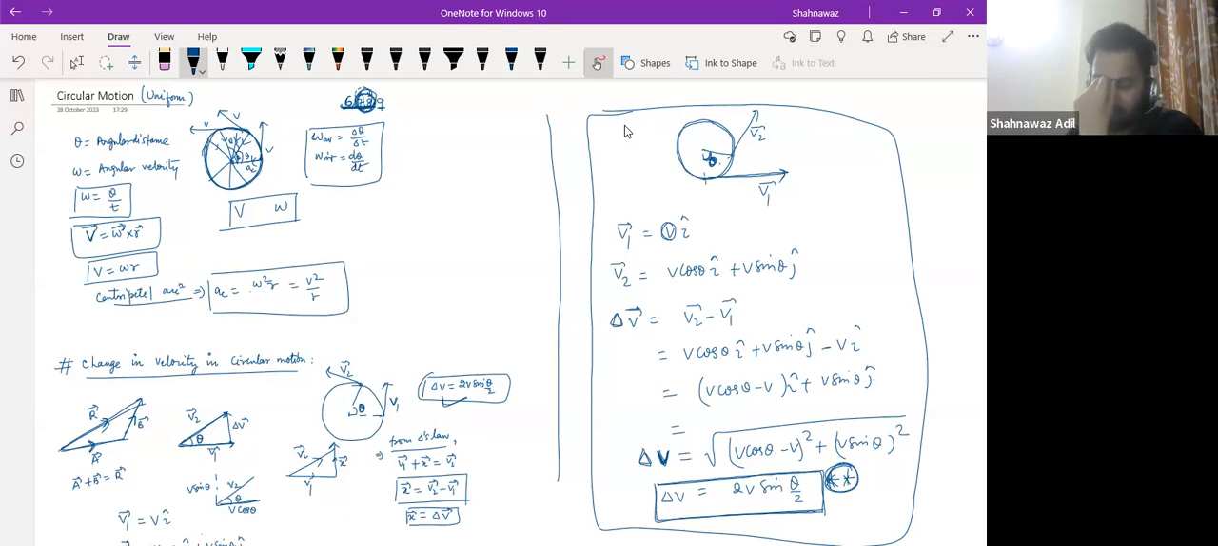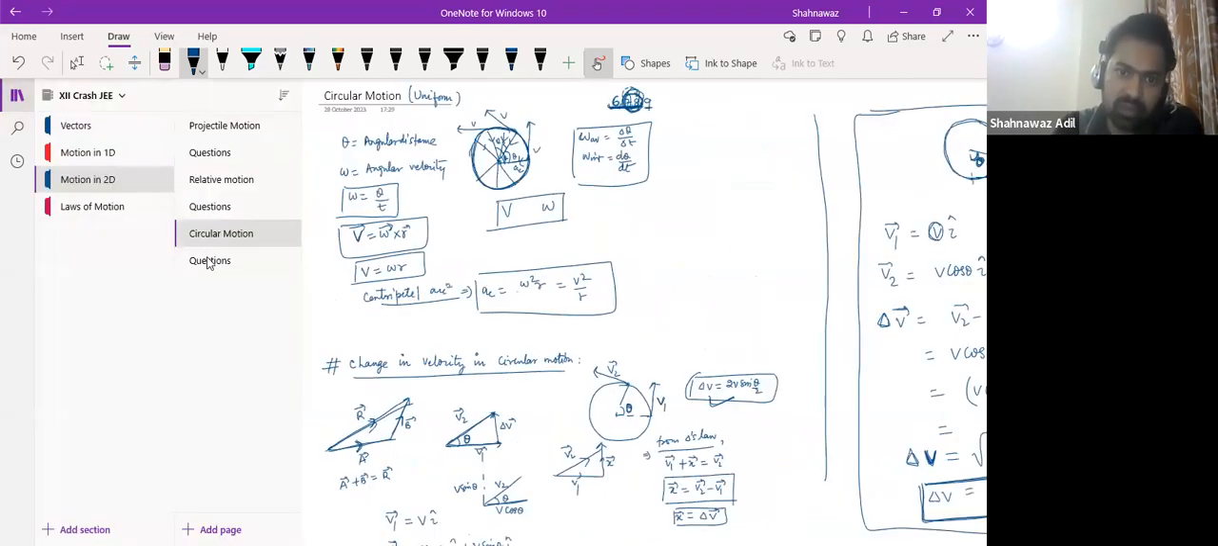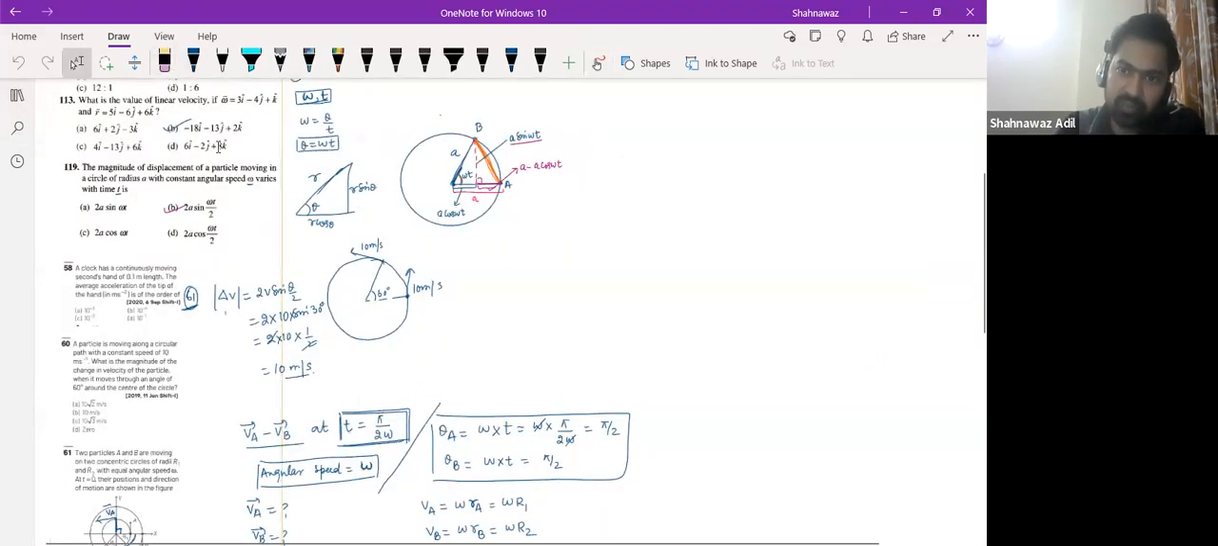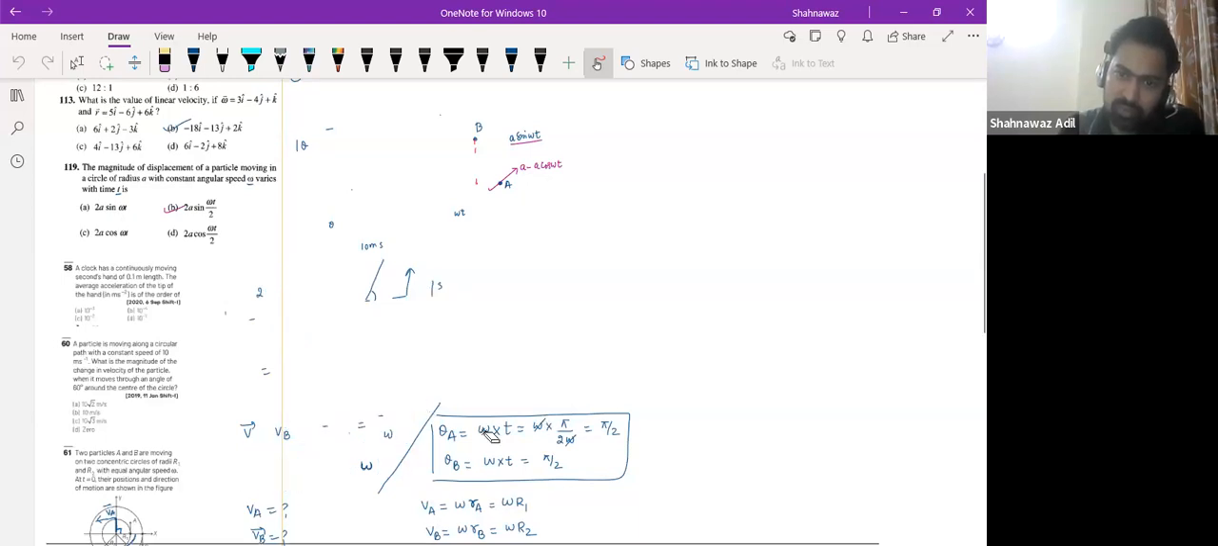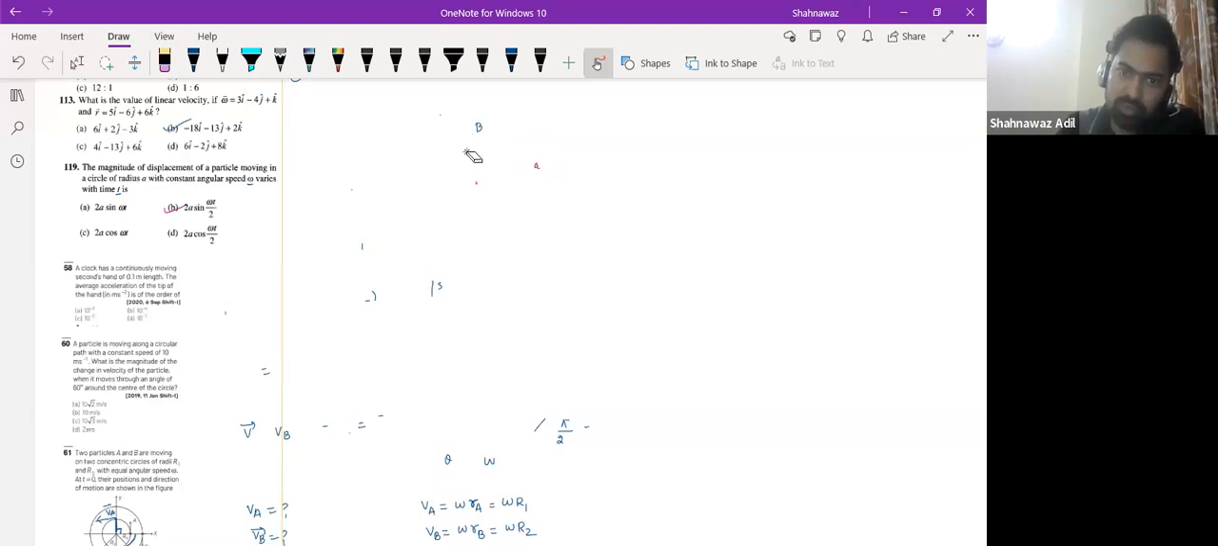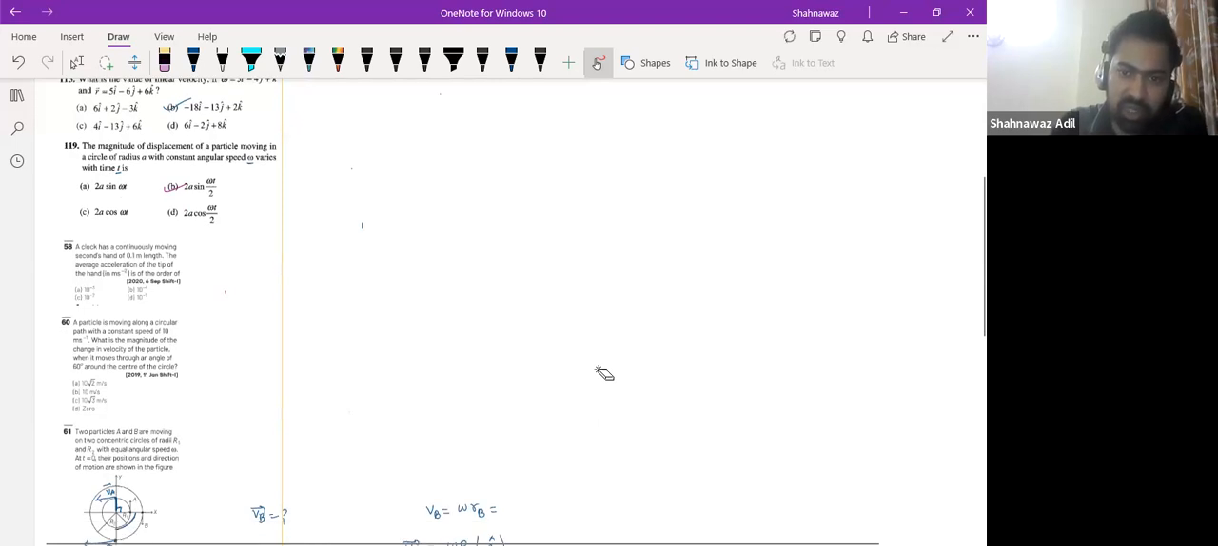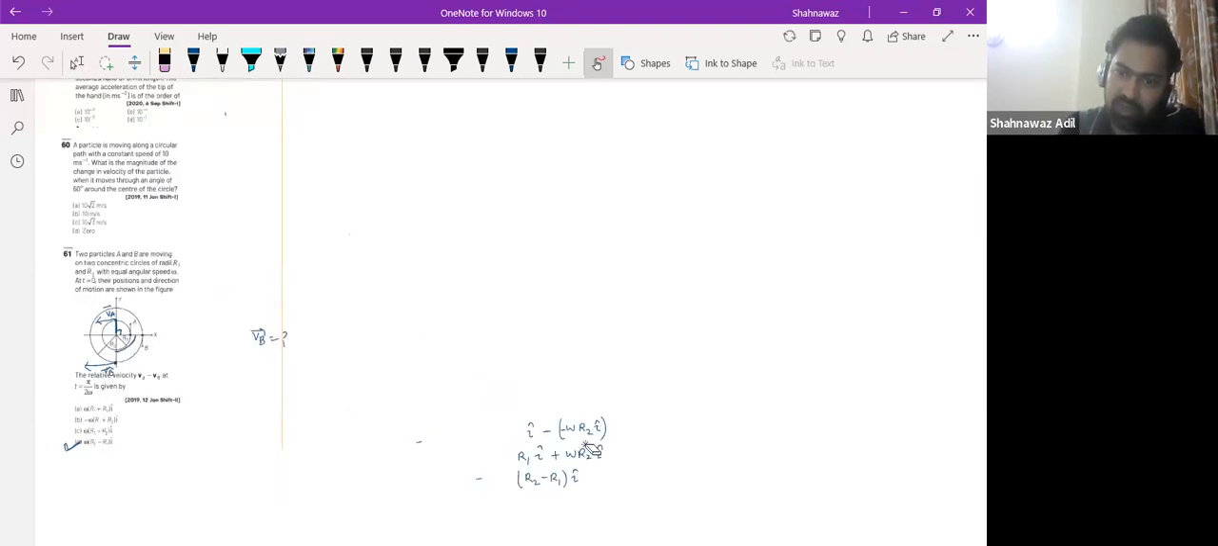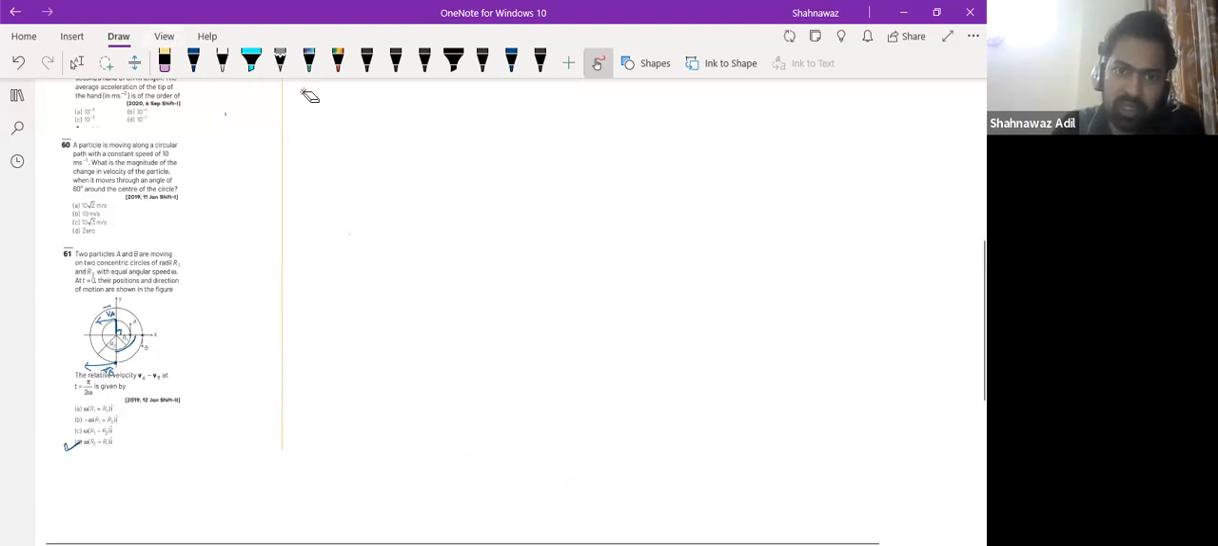And we will do 2 questions, and then we will move on to laws of motion. Done. Okay, so remember this thing, right? Magnitude of change in velocity is 2V sin theta by 2. Okay, so let us do some questions. So you guys can see the application of the formula that we just discussed.